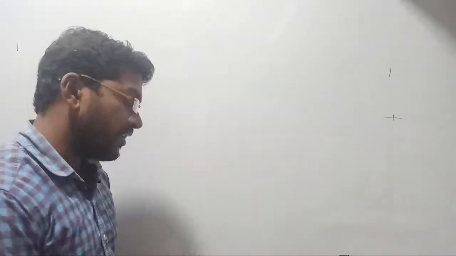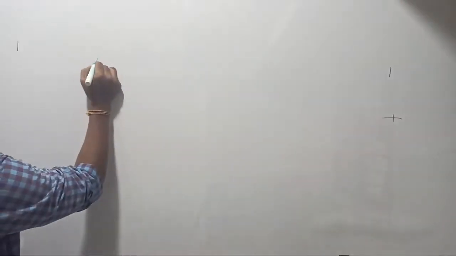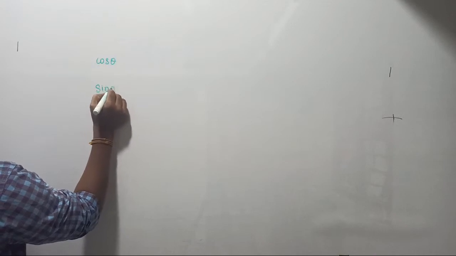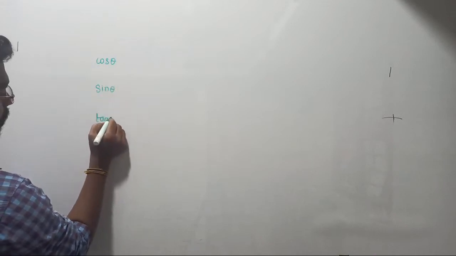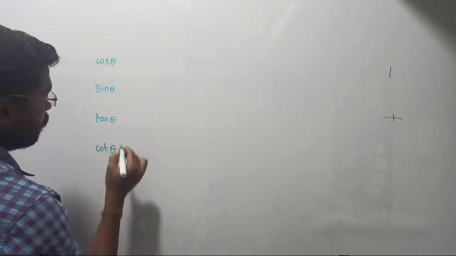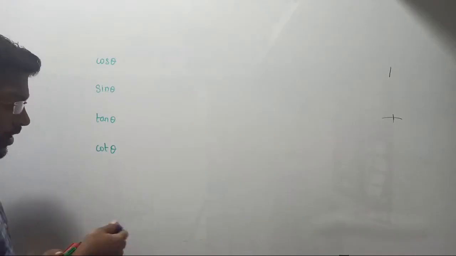Okay, let's see some of the circular functions. First, circular functions in the sense we should talk about cos theta, sin theta, tan theta, cot theta. We are going to consider four functions here: sin theta, cos theta, tan theta and cot theta.